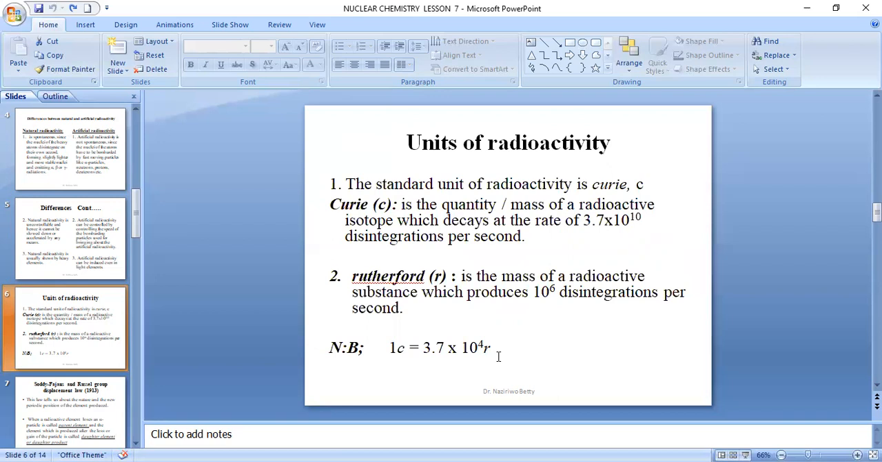Let us now look at the units of radioactivity. The standard unit of radioactivity is the Curie, which is the quantity or mass of radioactive isotope which decays at the rate of 3.7 × 10^10 disintegrations per second. Another one is the Rutherford, which is the mass of radioactive substance which produces 10^6 disintegrations per second. The point to note here is that 1 Curie is equal to 3.7 × 10^4 Rutherford.